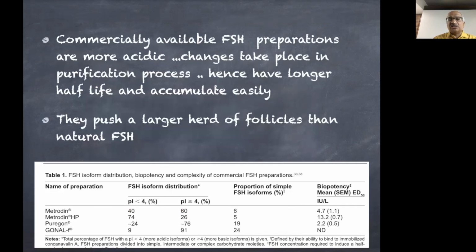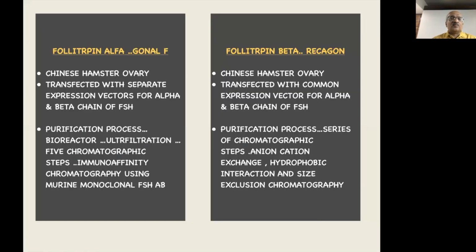These changes take place in the purification process, hence they have a longer half-life and they can accumulate very easily. And because they accumulate, a certain level of FSH is reached very fast and it will be maintained, or FSH could go on mounting and it will push a larger herd of follicles than the natural FSH.